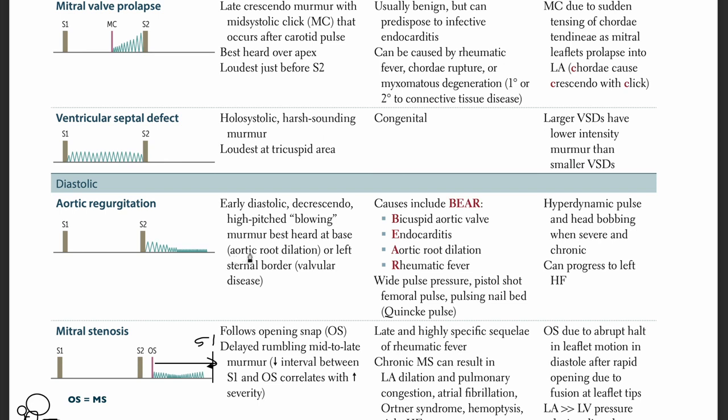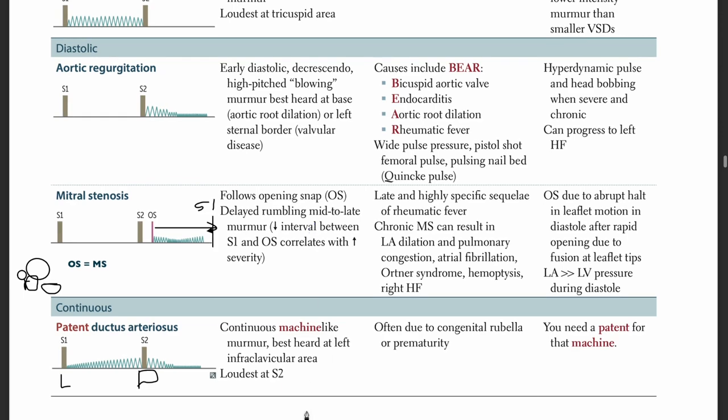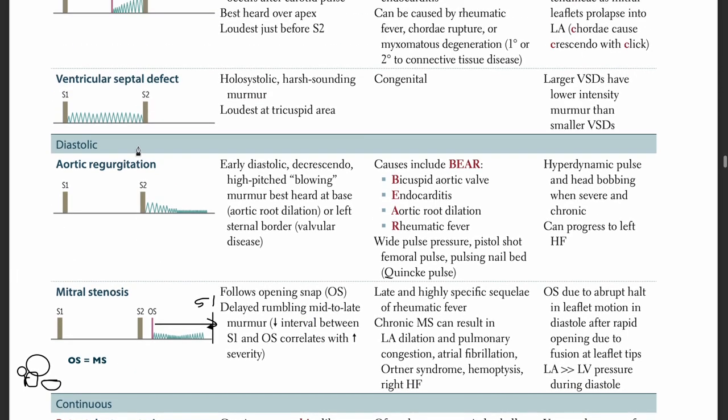Okay, so aortic root dilation or left sternal border, valvular disease. So I already told you those. This one we don't have a location for unless they tell you it's over here, but we have a location for this thing, so they'll give you that. And they might even use the word blowing, which would be a buzzword for this. Okay, so continuous machine-like, what's this, blowing is this, and then you have opening snap over here.